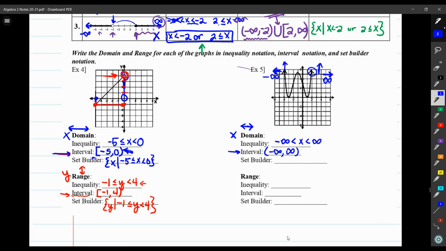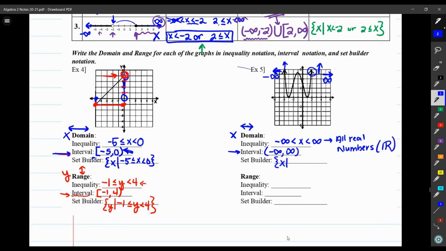Now, the infinities on both ends make our set builder look even more mathy. So we have the set of x's such that. Now, we don't like infinities in set builder, but I have infinities on both ends. So when you have infinities on both ends, remember, this means all real numbers. And there's a symbol that we use for all real numbers, and it's the double barred R.